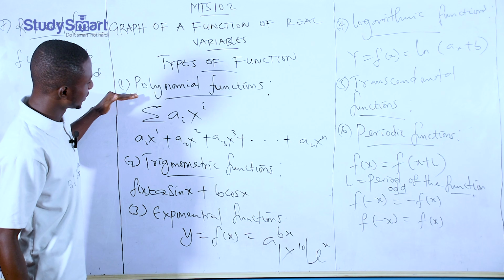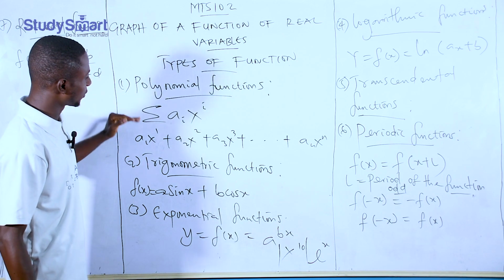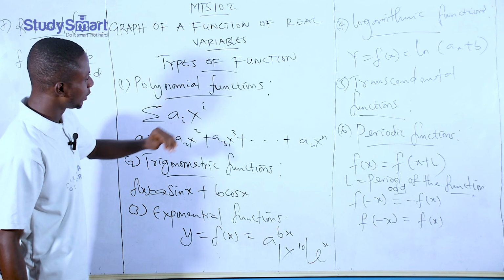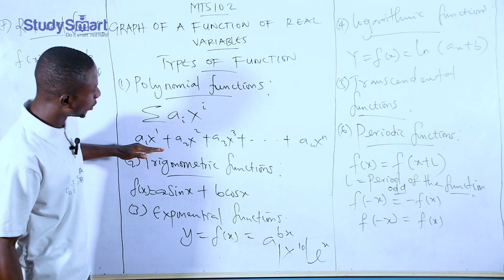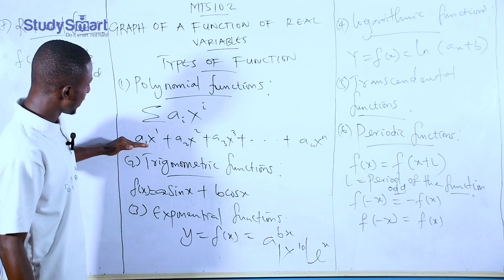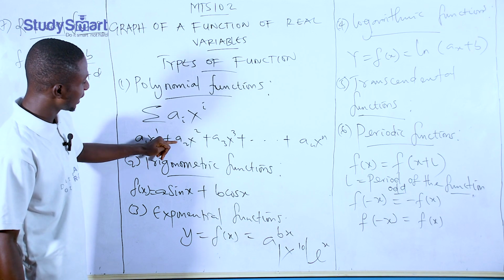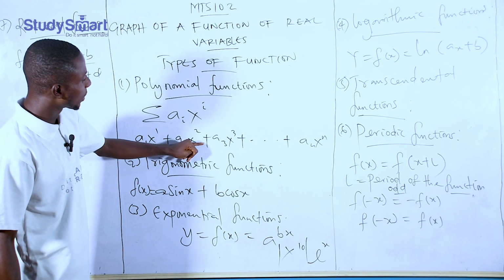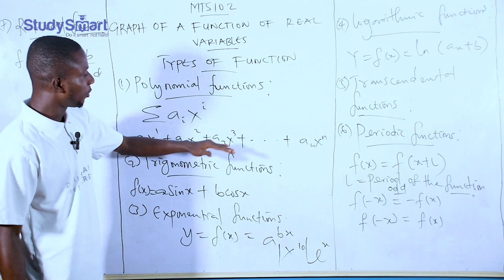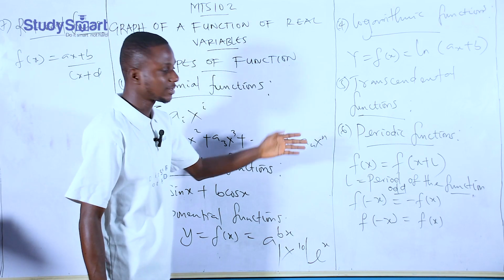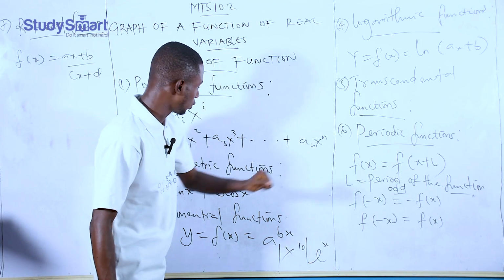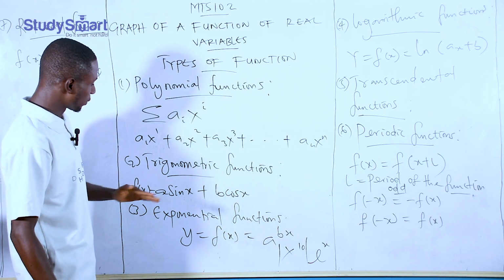Now, to summarize the types of functions, first of all, we started off with polynomial functions. We said polynomial functions are functions that can be represented in the form of summation a_i x to the power of i, which I later wrote out as a1 x to the power of 1 plus a2 x to the power of 2 plus a3 x to the power of 3, and you keep going until you get to the nth term, which is a_n x to the power of n.